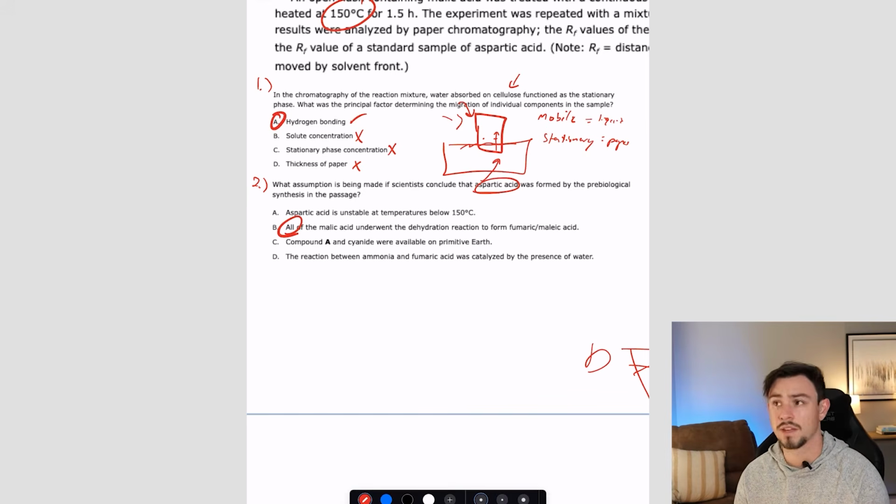This is one of those where you read it and you're like, I think it's C, but then you kind of overthink it. Just pick the answer that slaps you in the face. Whichever one you're like, oh my gosh, I would be so stupid if I missed this. That's usually the right answer.